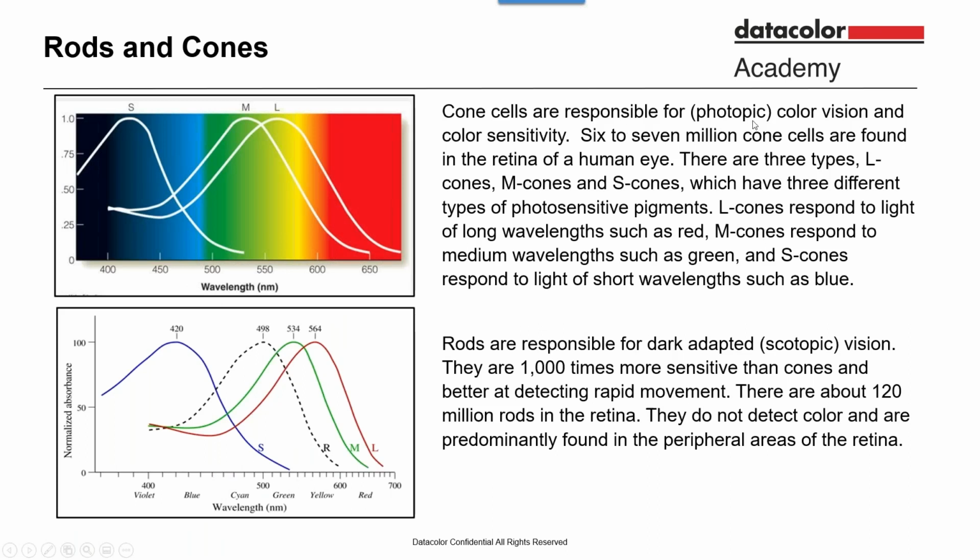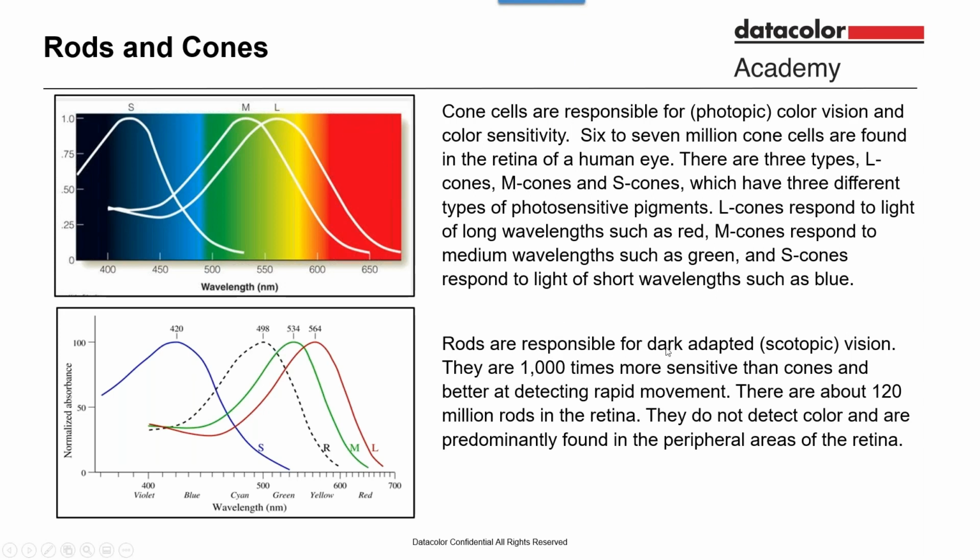The cone cells are responsible for photopic or color vision, or color sensitivity. We have about 6 to 7 million cone cells in the retina of the human eye. They're typed as L, M, and S cones, and basically they have different photosensitivity. The L cones respond to light of long wavelengths, such as red, the M to the medium, such as green, and the S cones refer to light of short wavelengths, such as blue. Over here, we're showing you the actual sensitivity where we peak with the cones. You can see that the M and L are fairly close together. We don't have a perfect distribution over here.